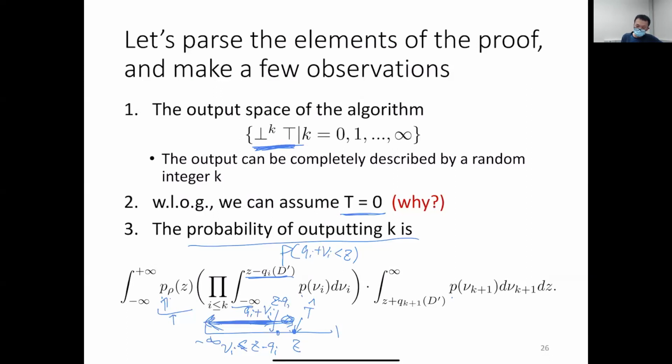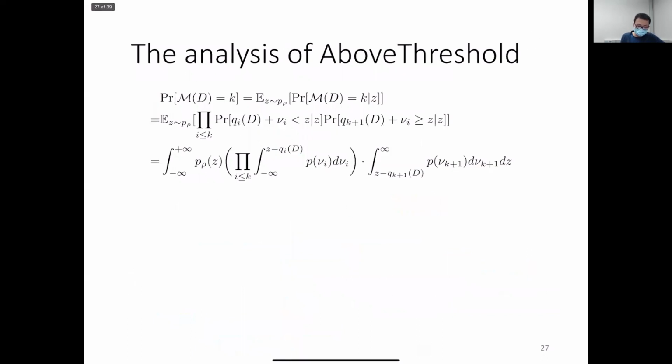Lastly, we are only stopping at k because for the last element we are actually stopping. So this is the probability of q_{k+1} plus nu_{k+1} being larger than z, and we're just writing it in the integral form here. Okay, if all that is clear, this is just a rewriting of that.